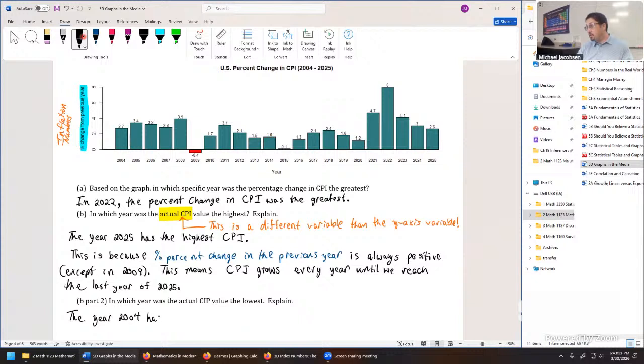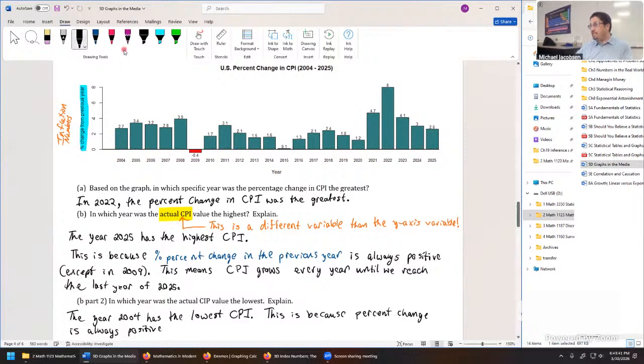2004 has the lowest CPI. And let's add just a faster explanation. And we can say this is because the percent change is always positive. Let's qualify it because there's one exceptional year close to zero, but it was negative, except for 2009.